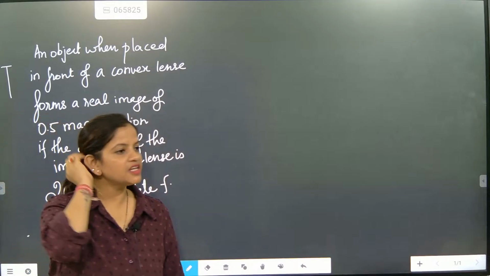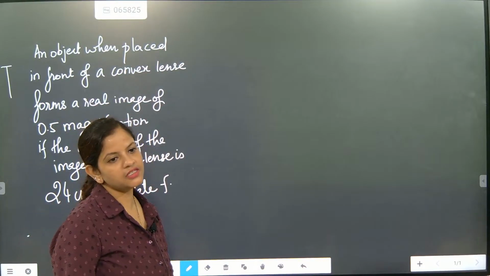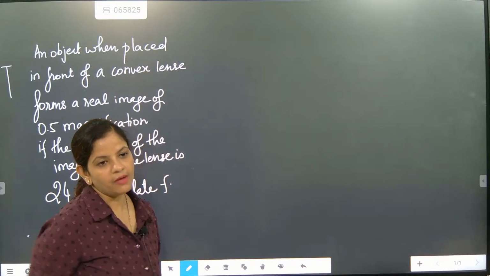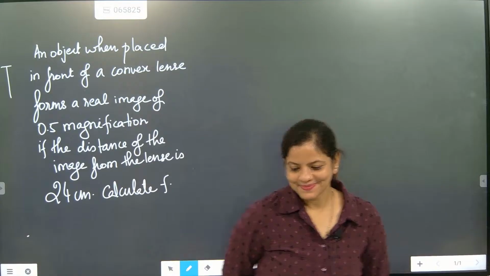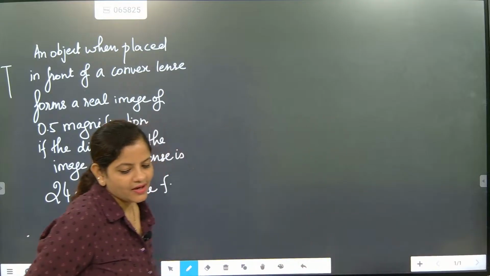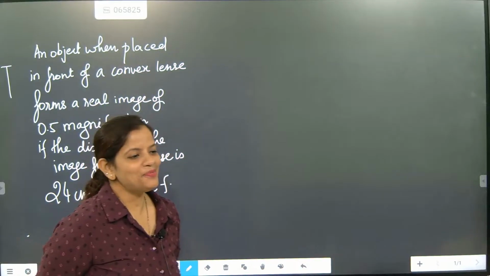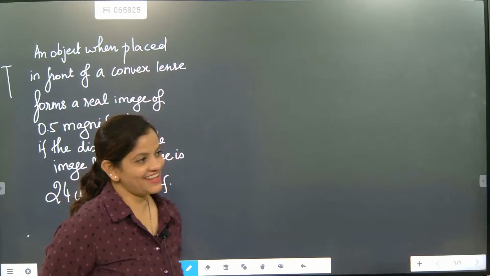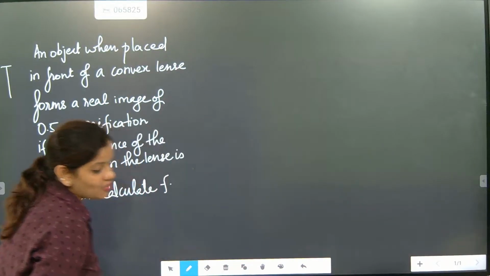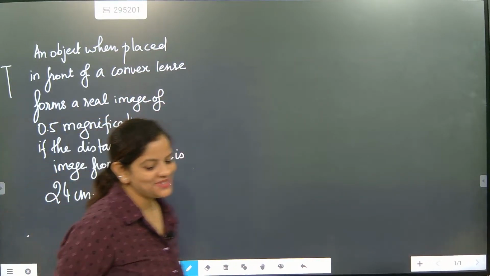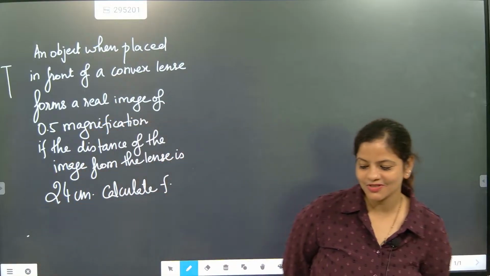What is the answer? 8, 16. One person is telling 16, one person is telling 8. Among both of you, one is correct. Kavya is telling 16, Mukundan is telling 8. Let's see who will be correct. So I am solving. Satya is also telling 16. So the competition is definitely cut to cut. Let's see who is going to be the correct one.